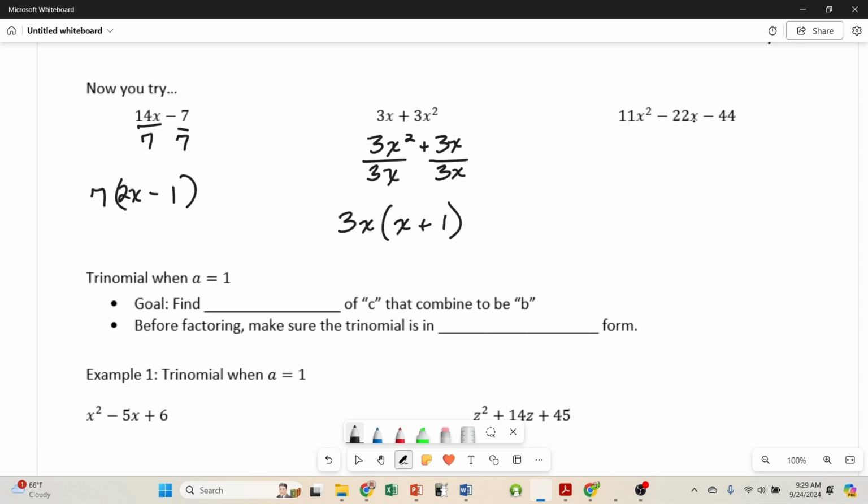Alright, now in this one, there's not an x in all three of these, so you can't divide an x out. Always look and make sure the value is in all of them, and that's not it. But 11 does go into all three of these. So this would be 11 times x squared minus 2x minus 4.